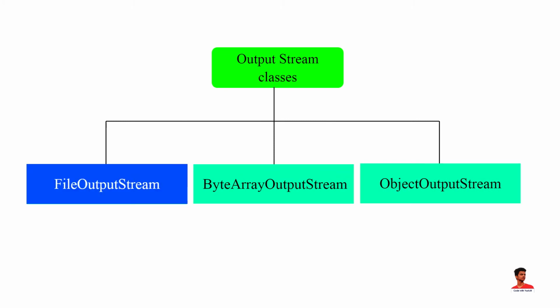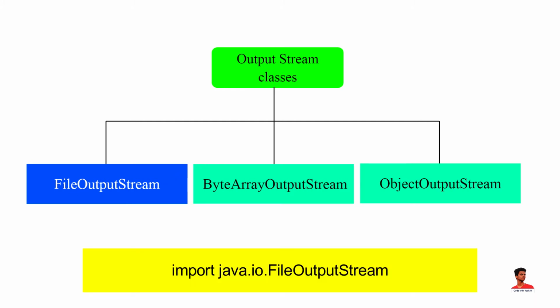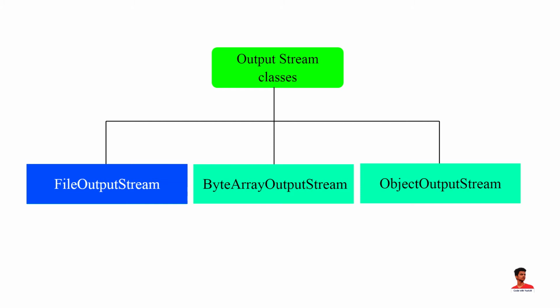The FileOutputStream class of the java.io package can be used to write data into the files. It extends the OutputStream abstract class. In order to create a FileOutputStream, we must import the java.io.FileOutputStream package first. Once we import the package, we can create a FileOutputStream by using the path to the file.